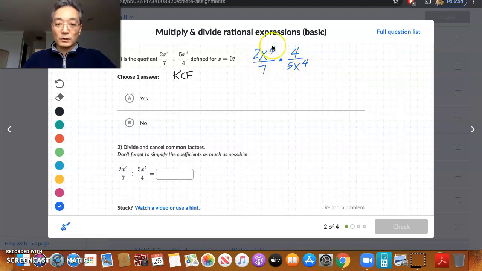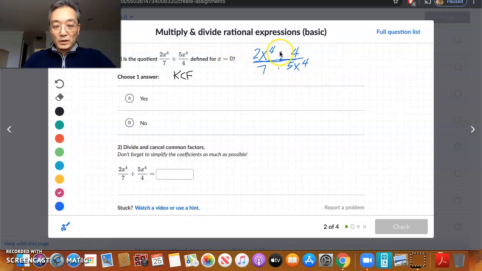Again, these are all monomials, so there's nothing really to factor. So we're going to think of it as one big division symbol with the multiplications on the top and the bottom. Now let's see what we can cancel.